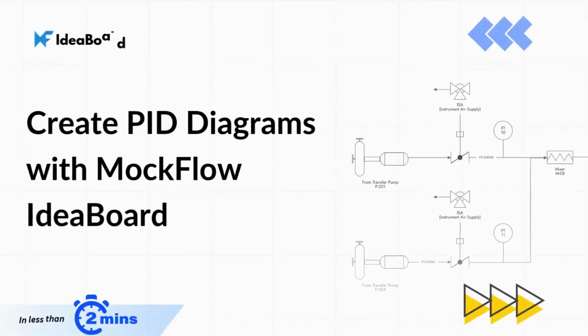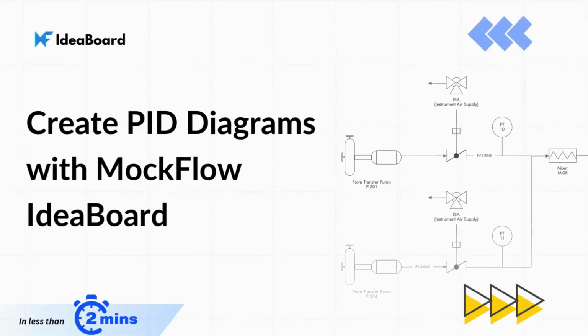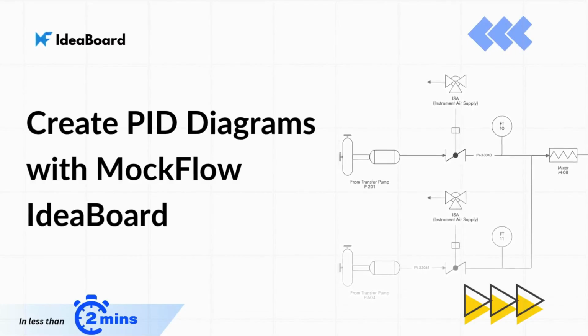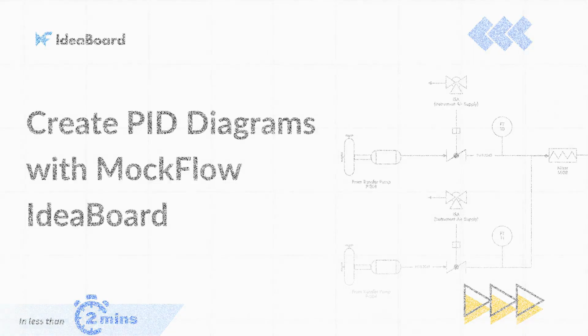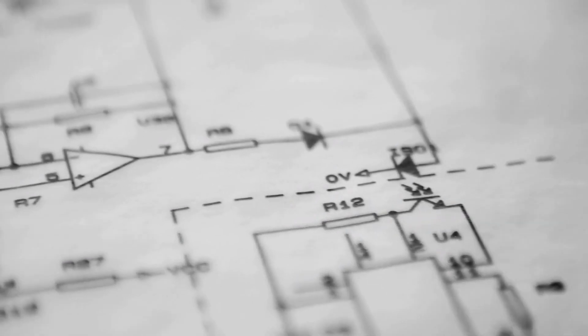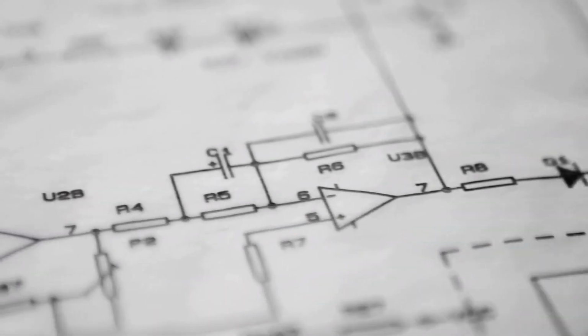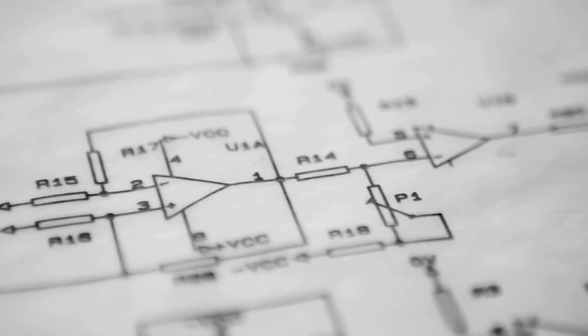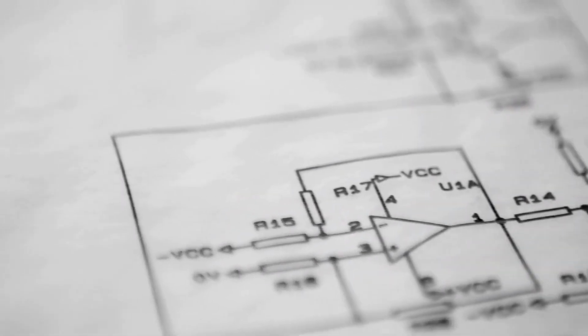Hello everyone. In this video, we'll see how to create a P&ID diagram using MockFlow IdeaBoard in under 2 minutes. First, let's see what P&ID means. A P&ID is a diagram that shows how equipment, pipes, and instruments are connected, helping you understand how a system works. Here, we are going to create a process flow P&ID diagram.